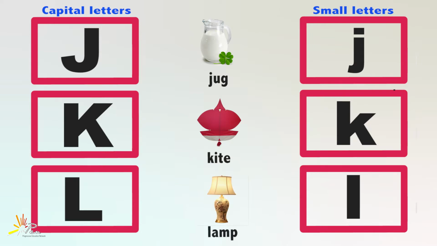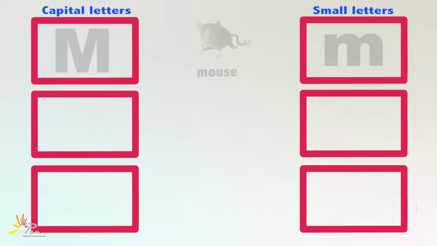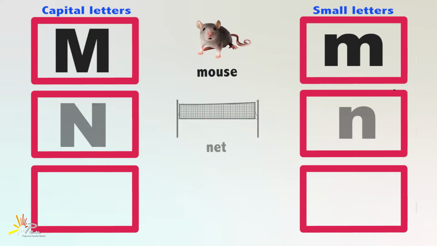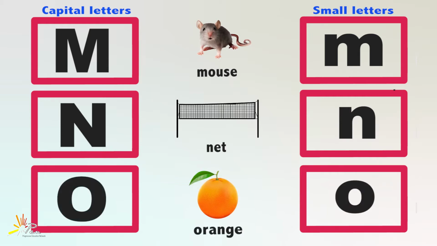L for lamp. This is capital L and that is small l. M for mouse. This is capital M and that is small m. N for net. This is capital N and that is small n. O for orange. This is capital O and that is small o.